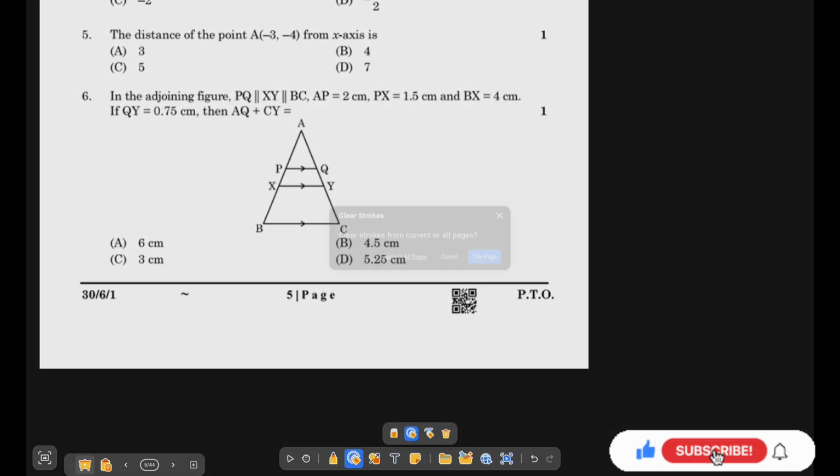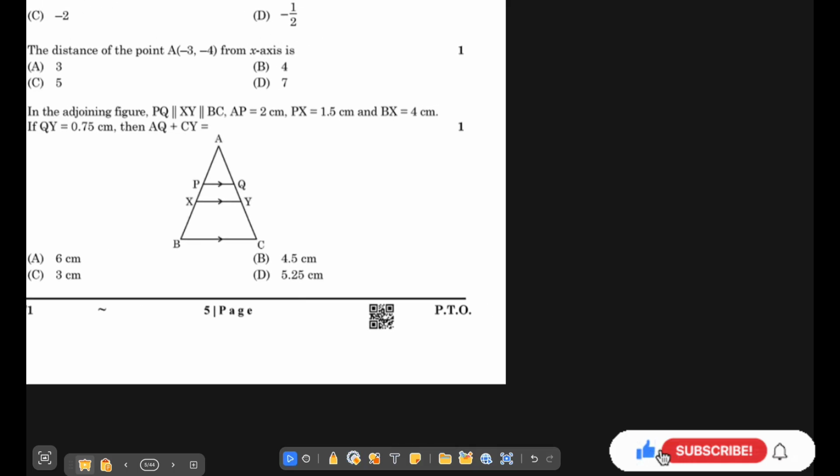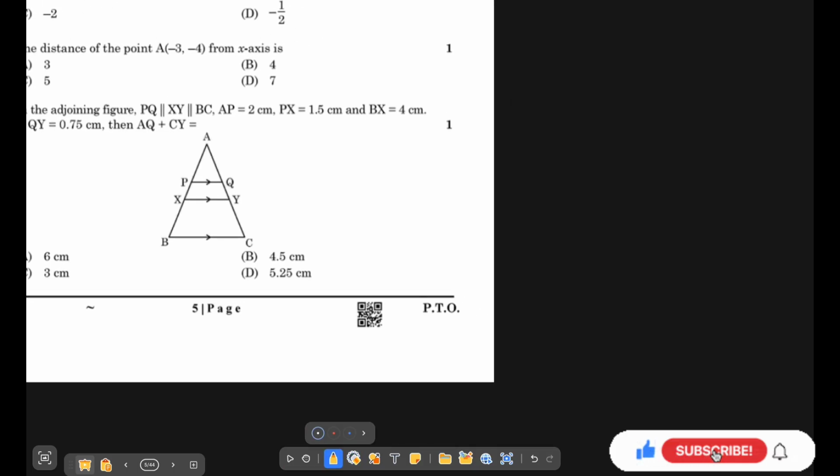So next question is the sixth question. In the adjoining figure, PQ is parallel to XY, parallel to BC. So these are three parallel lines. AP is 2 centimeters, PX is 1.5 centimeters, BX is 4 centimeters. If QY is 0.75 centimeters, then what is AQ plus CY? So to solve this, let's redraw the figure, what it is given here.